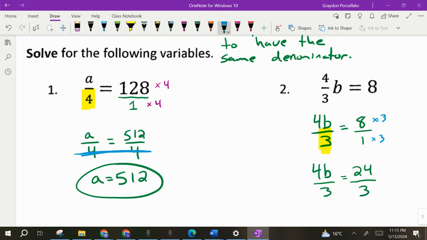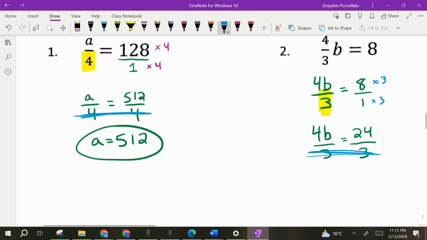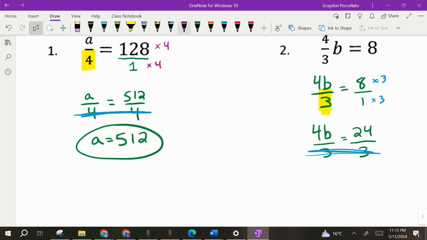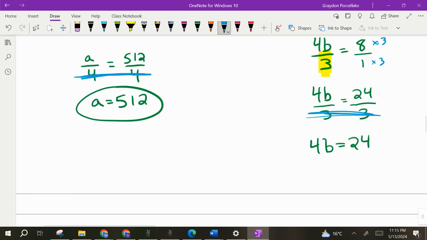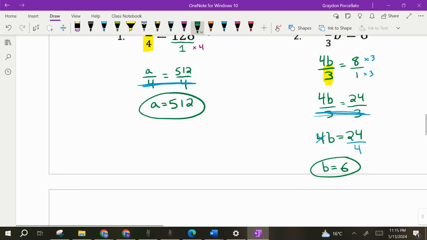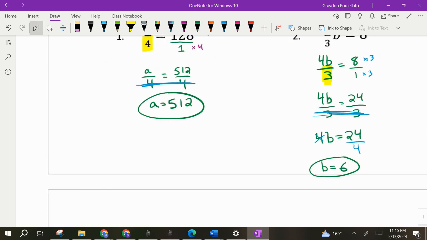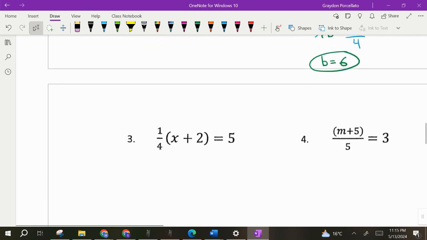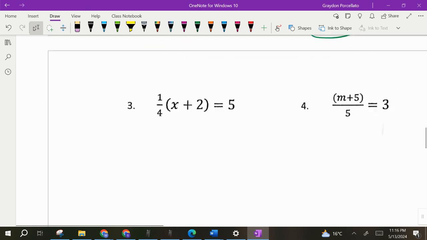Now my denominators are the same. I cross them out. My equation becomes 4b equals 24, and we know how to solve those. I just divide this side by 4, and I get b equals 6. Okay? So far, so good, hopefully. This video is going to be on D2L, so you can always check it out. We're going to do 4 more examples here.